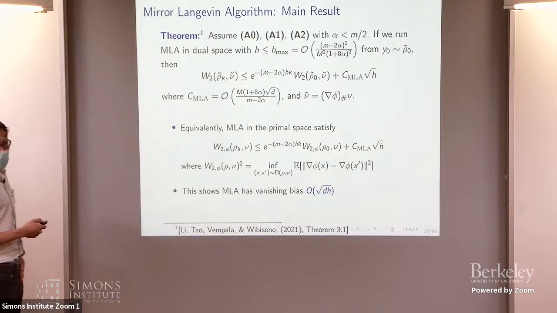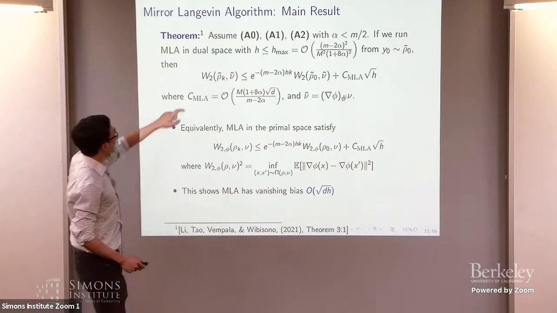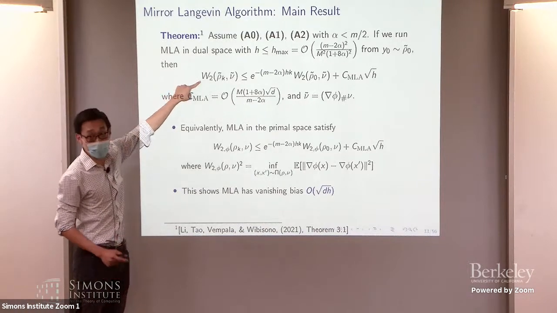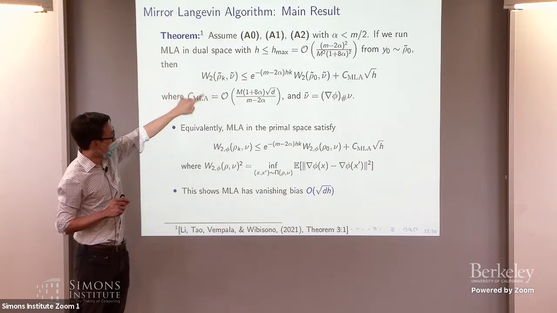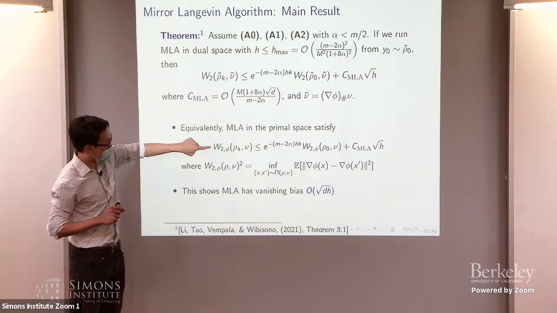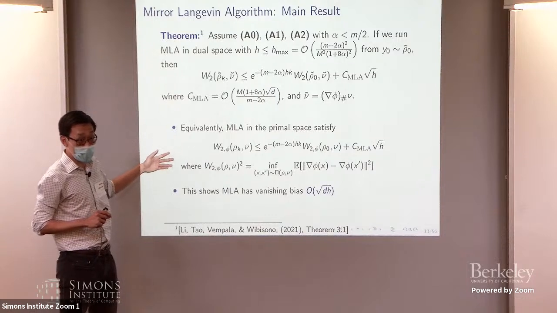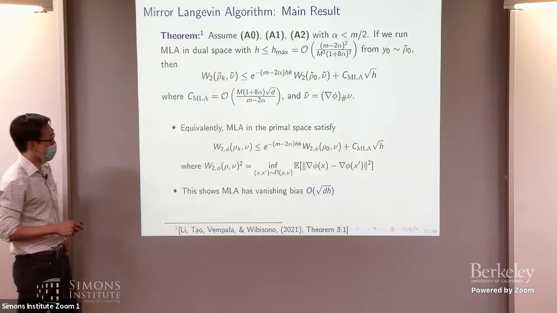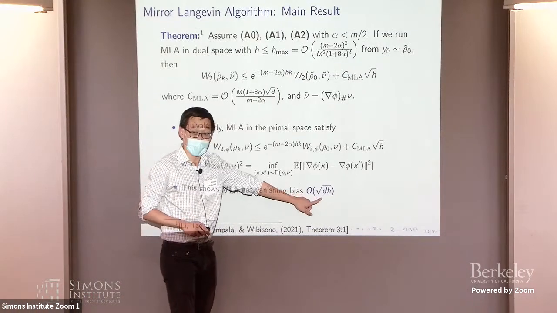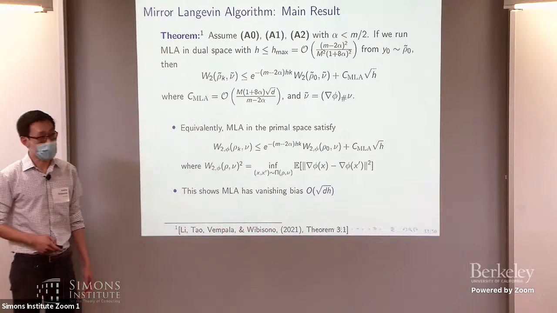So this is in the dual space, and you can see that in the primal space, it has the same guarantee because everything just gets mapped by this mirror map. But notice that this is a convergence guarantee in the W2 distance in the Euclidean metric, not using the Hessian metric. And this W2 distance is with respect to this induced mirror map, the same distance that they used in the original paper by Zhang et al. In particular, this shows that the bias actually scales with square root d times h. So there is none of this asymptotic non-vanishing bias.